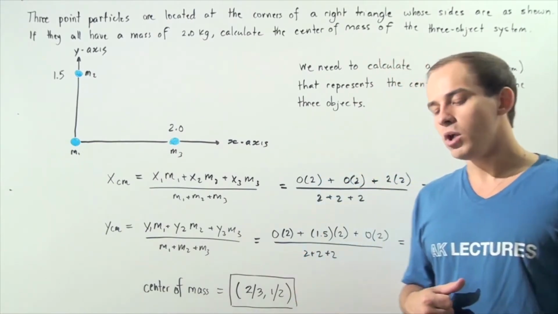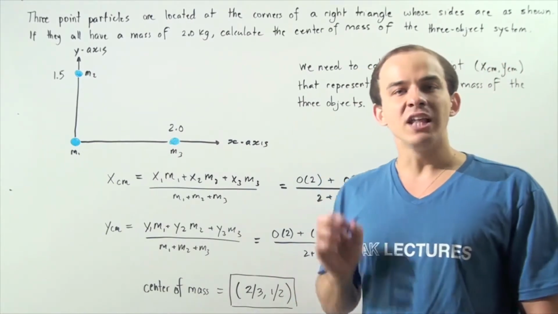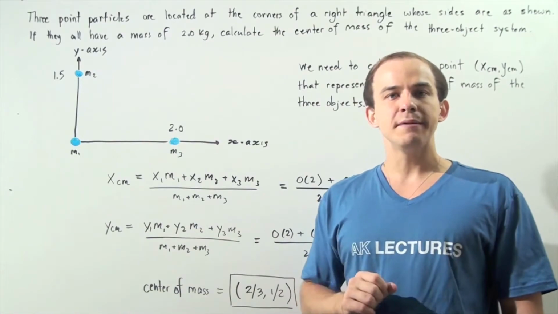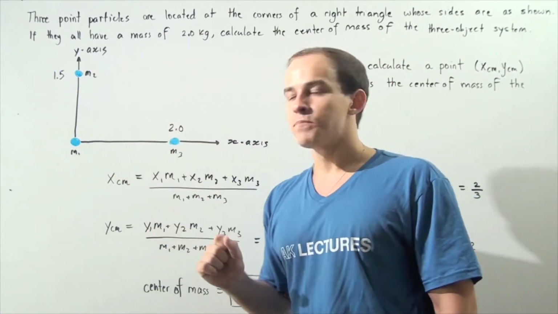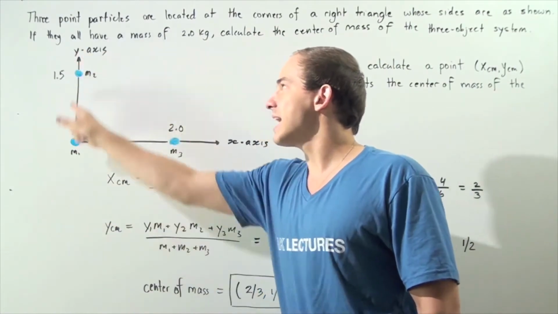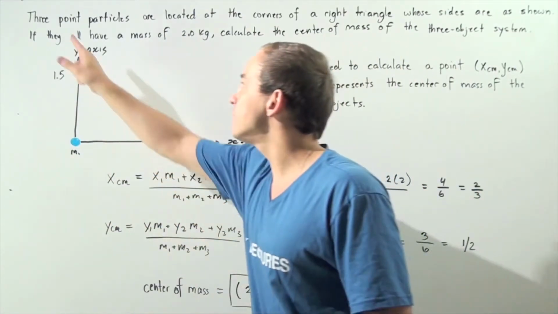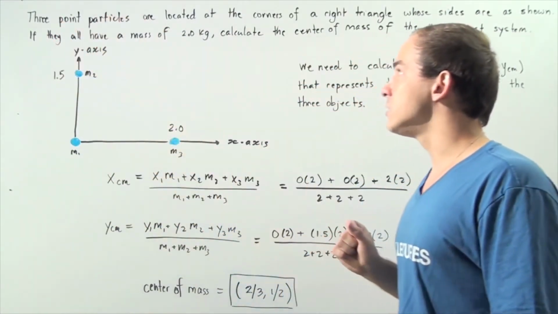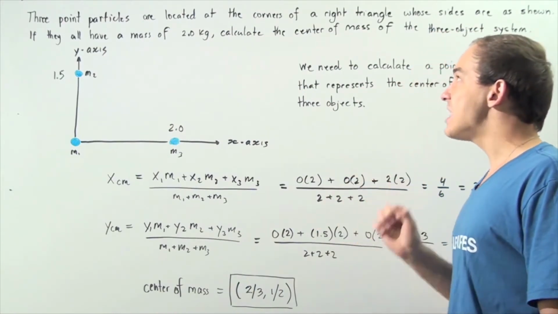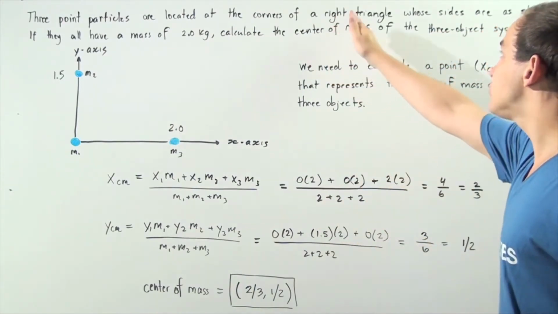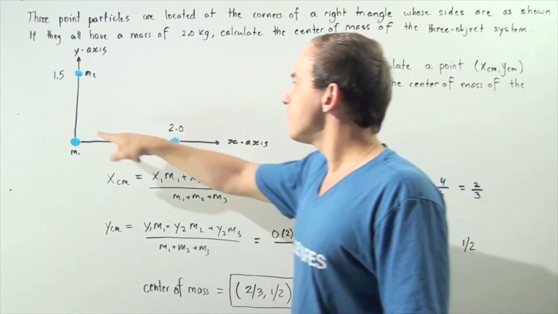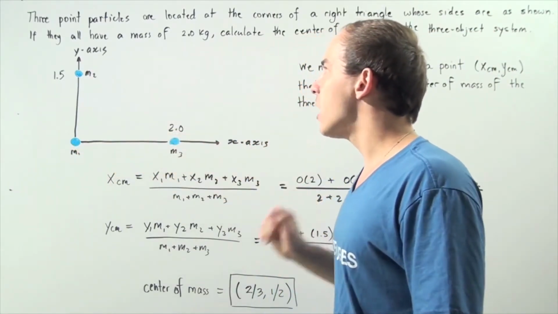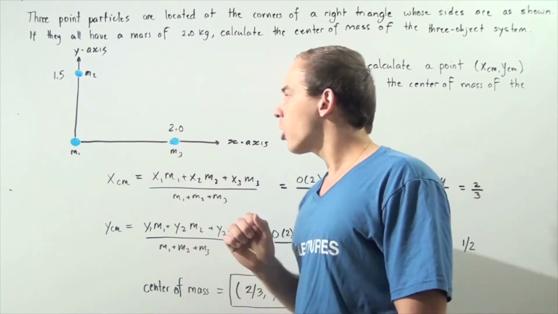So now we're going to examine how to calculate the center of mass of two or more objects of a system of multiple objects that lie along a two-dimensional plane, for example, the xy plane. So we have the x-axis and the y-axis, and we have 3 point particles that are located at the corners of a right triangle whose sides are as shown.